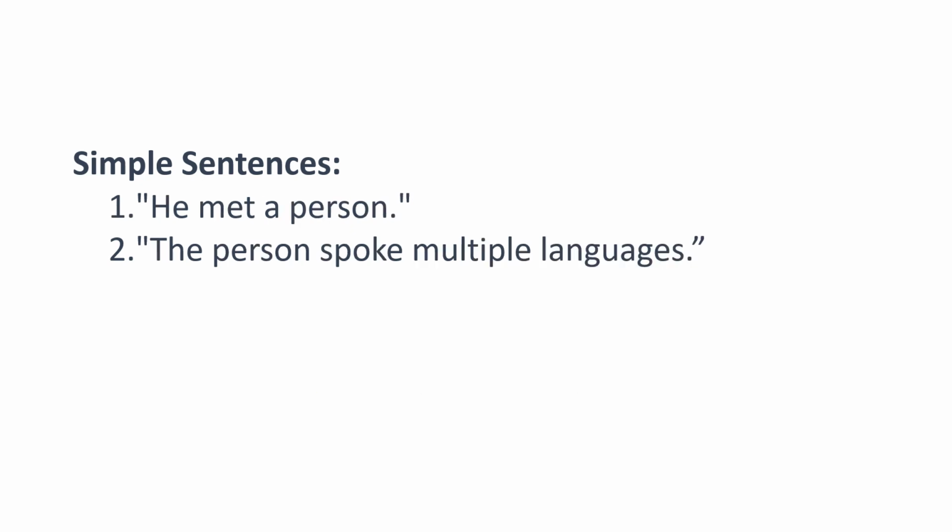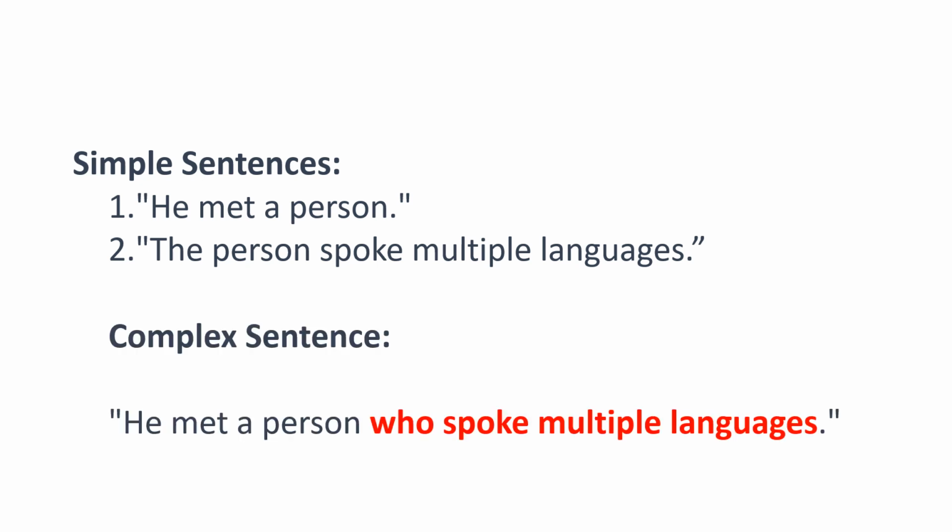Here are two simple sentences. 1. He met a person. 2. The person spoke multiple languages. Now make a complex sentence. He met a person who spoke multiple languages.